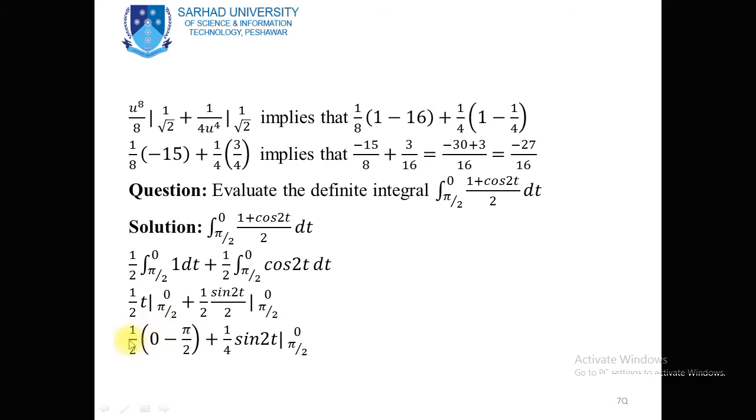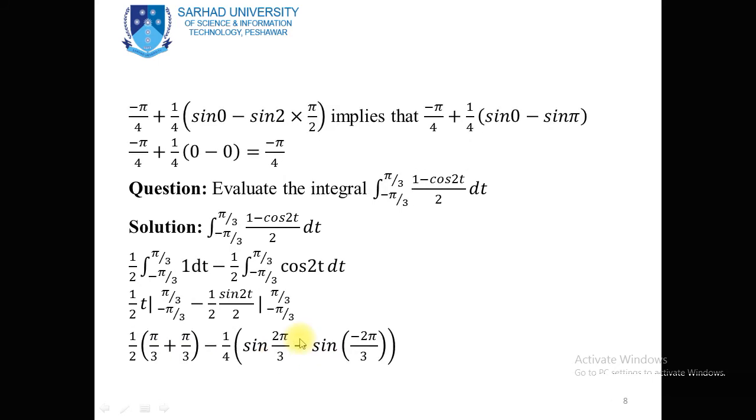From this term 1 over 2 into minus pi by 2 gives minus pi by 4, and from this second term we obtain 1 over 4 into putting the upper limit sin 0 minus sin 2 into minus pi by 2, so we obtain minus pi by 4 plus 1 over 4 into sin 0 minus sin pi. Sin pi is also equal to 0, so this term is 0, and we obtain the result minus pi by 4.